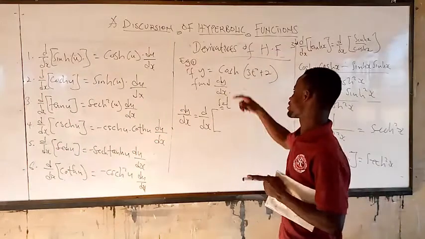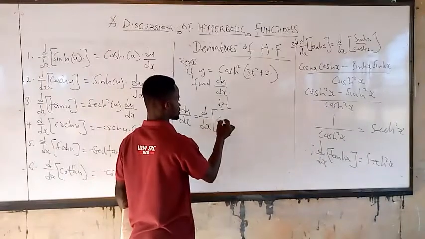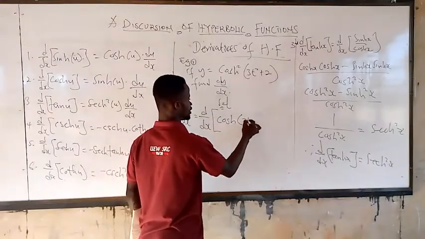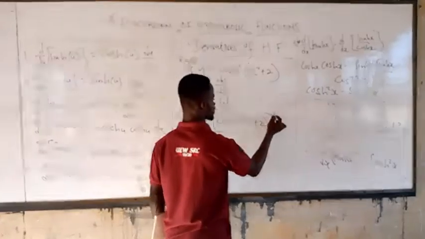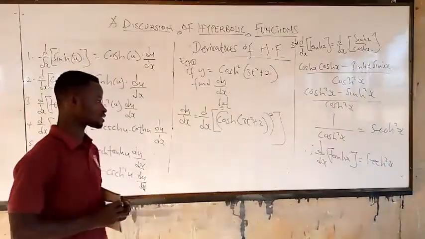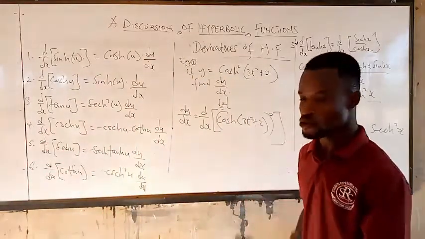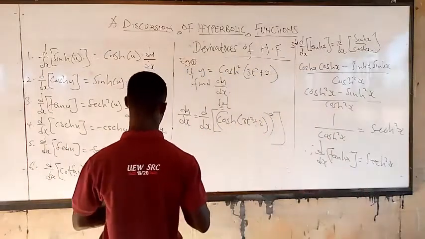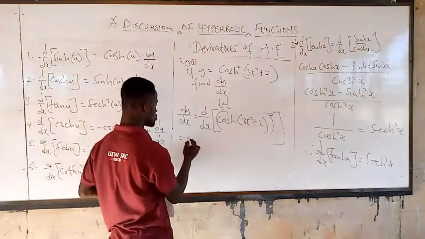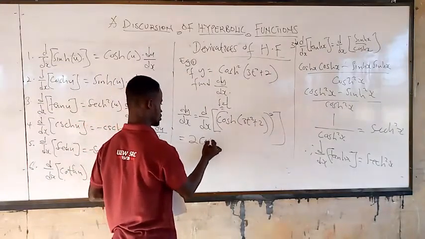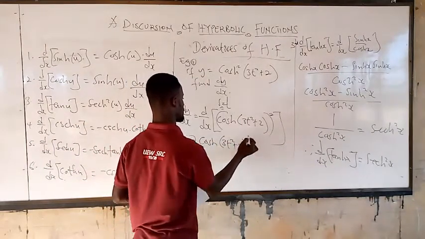Because this one we have here is the same as cosh of 3t squared plus 2. Then the square will come here like that. So this is a general power rule or chain rule. So that is what we are going to apply here. And that you are going to get general power rule. The power will multiply the whole of this. Cosh of 3t squared plus 2.